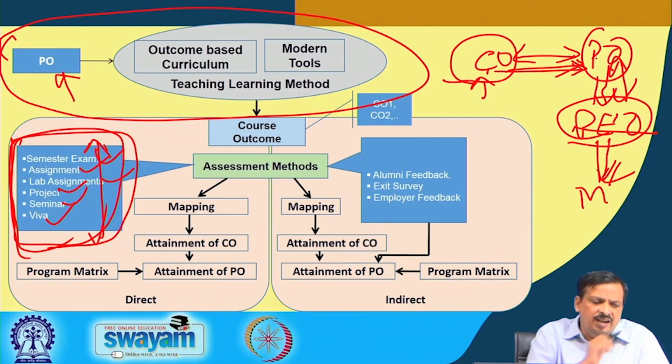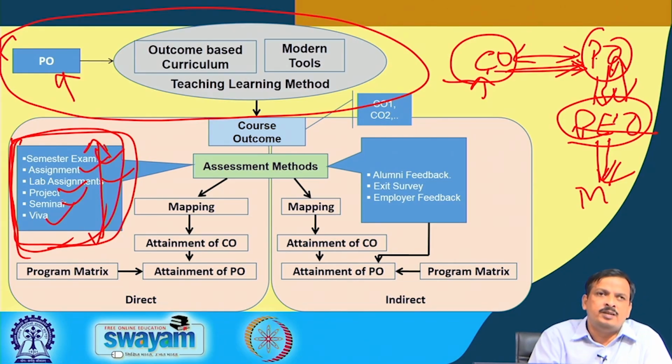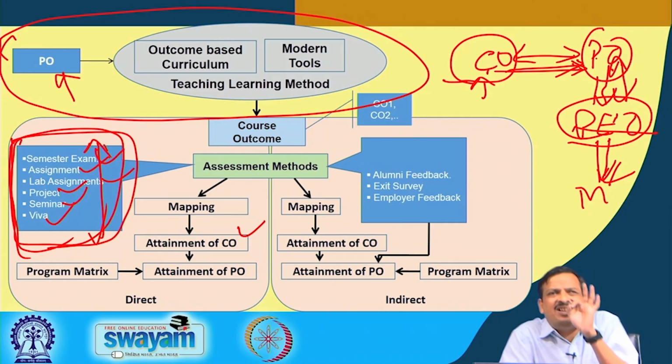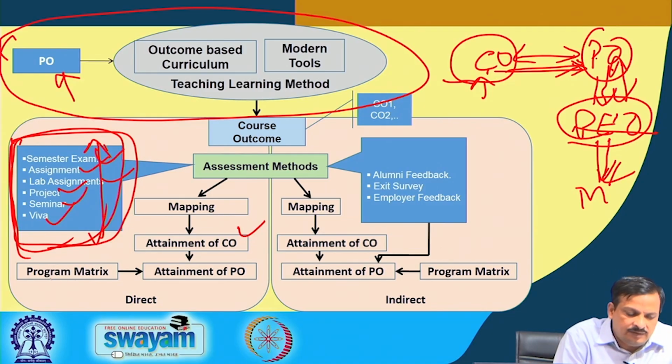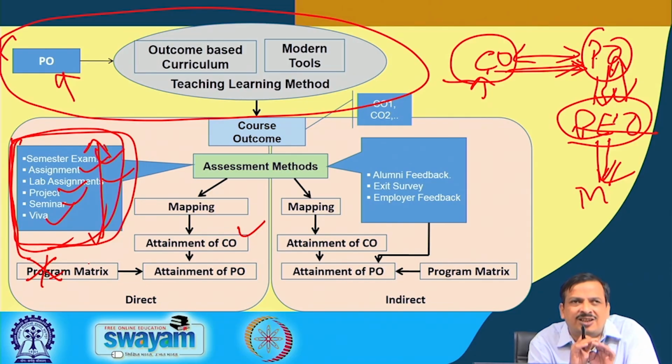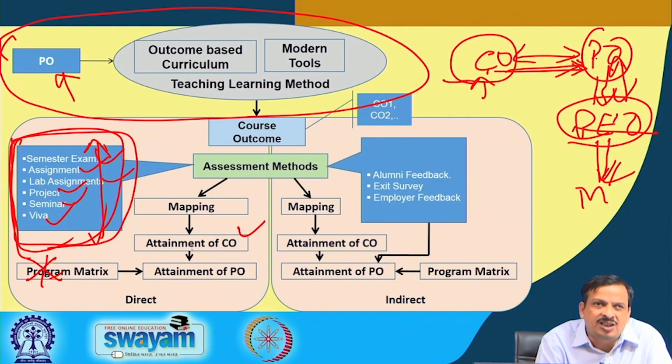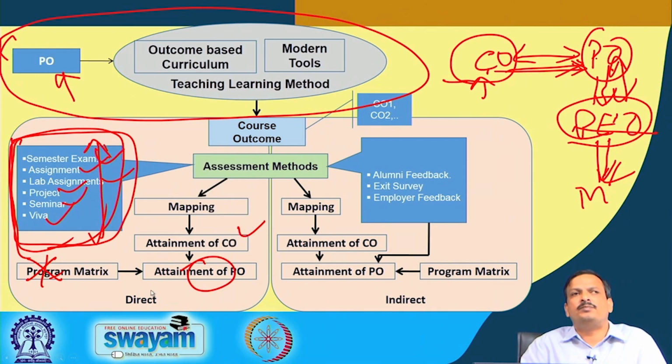Okay? Then, based on the data, you have to calculate the attainment of the CO. Once you get the attainment of the CO, since you know the CO-PO mapping, that means the course matrix, or program matrix, sorry, this will be the course matrix, not program matrix. So, since I know the course matrix, how the CO is mapped to PO, if the CO is attained, I can easily calculate the attainment of PO. So, there is a correction in the slides. This will be course matrix.